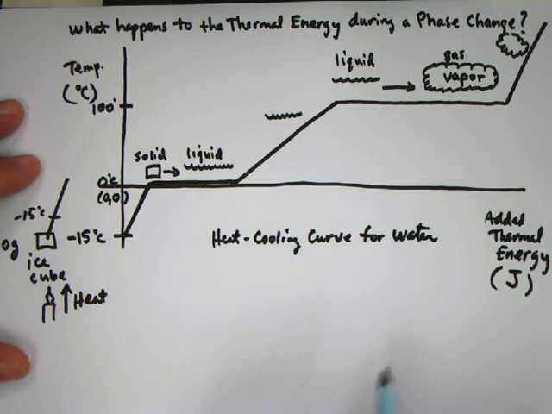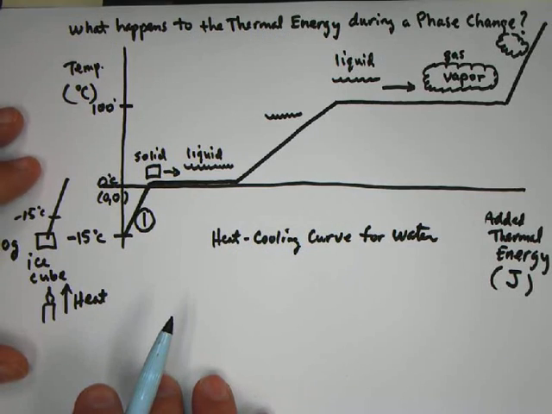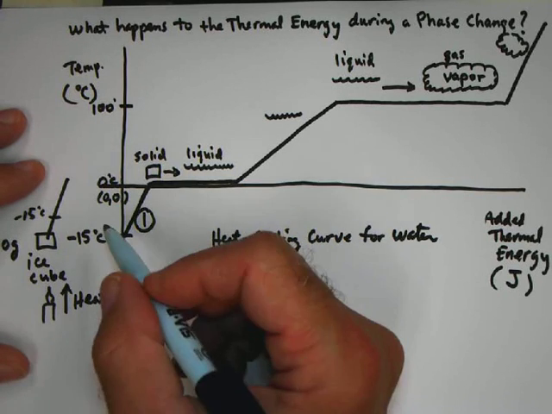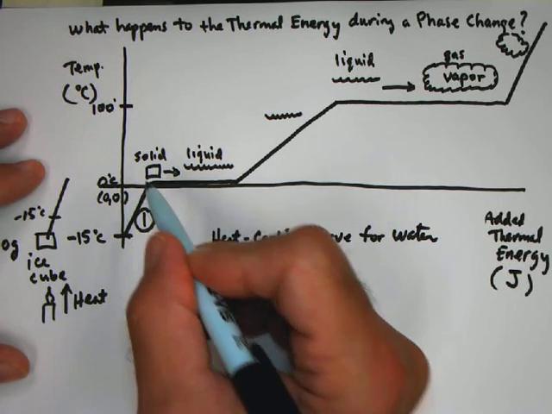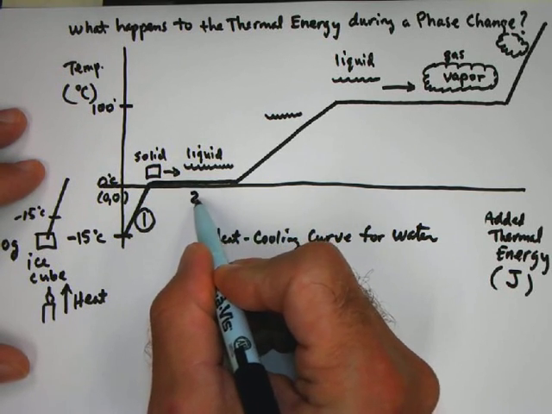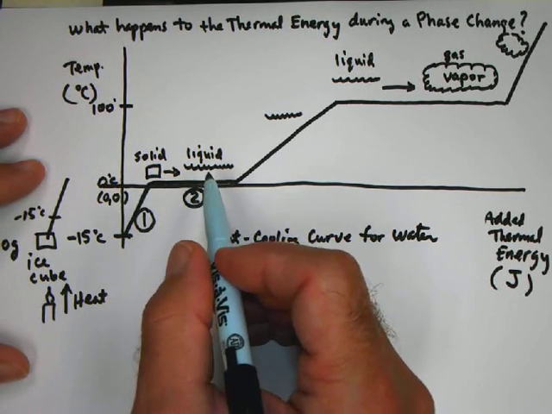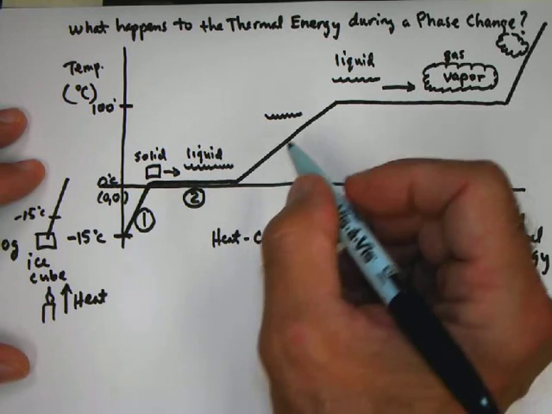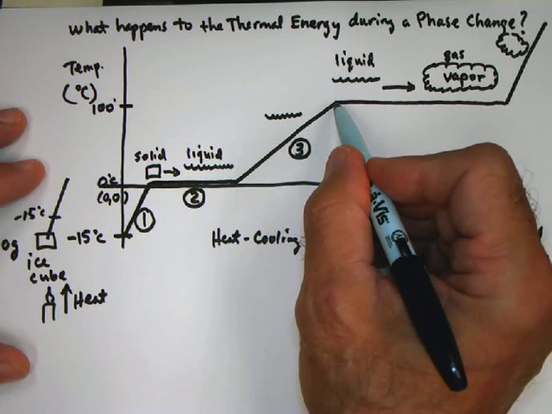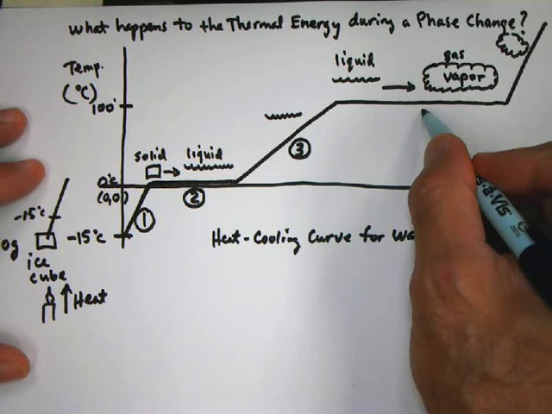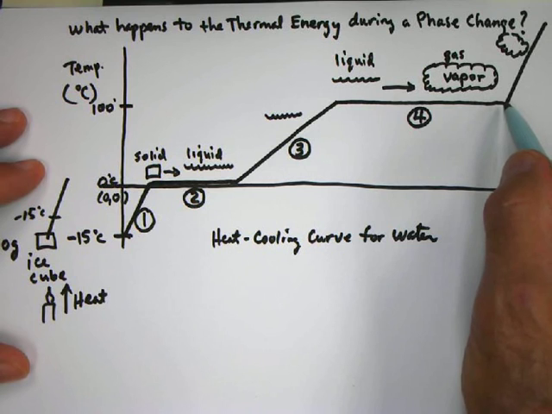Well, we have one here, and that first step is where the ice is increasing in temperature from negative 15 degree ice to 0 degree ice. The second stage is where the ice itself at 0 degrees is melting into 0 degree liquid water. The third stage would be where the 0 degree liquid water is being converted to 100 degree liquid water, and then the fourth stage is where the 100 degree liquid water converts to 100 degree water vapor.